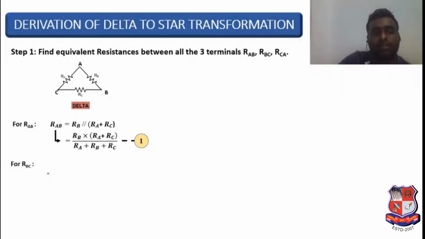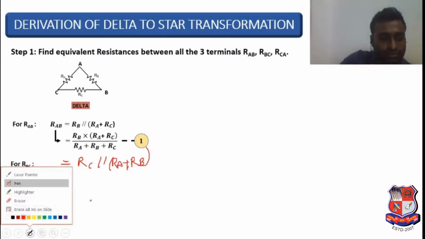Now we will find the equivalent resistance between B terminal and C terminal. We can see the pattern over here. If we are finding RAB, we take the resistance of that branch multiplied by the summation of the other two resistances. So what will it be for RBC? We can write from the pattern that for RBC, there is RC resistance, which will be in parallel with RA plus RB. From the above equation we are able to write this. So let us check, is the equation correct?